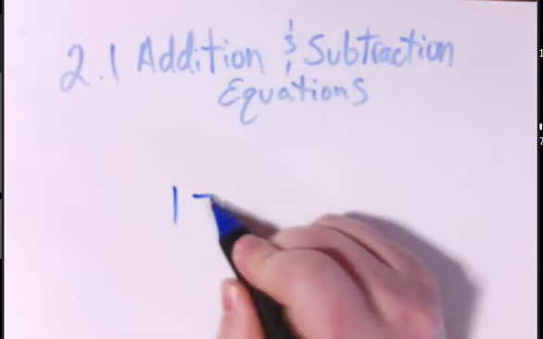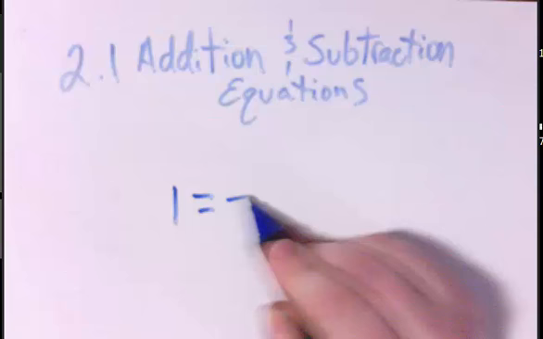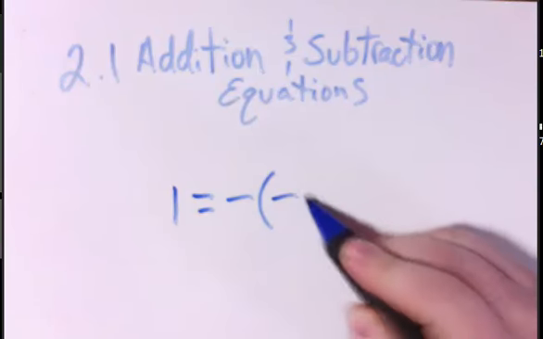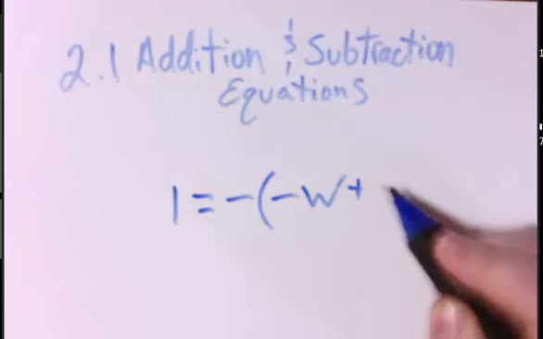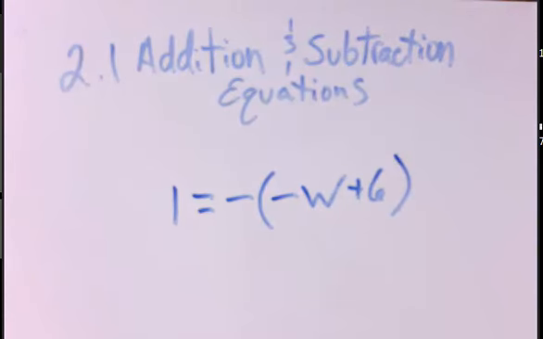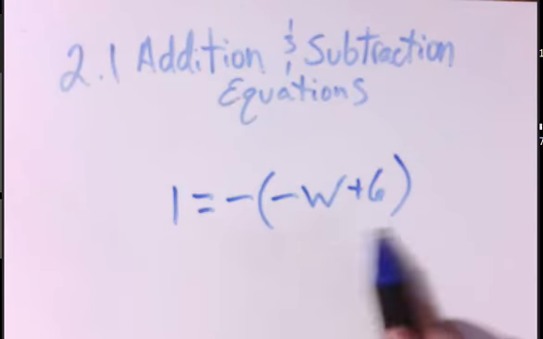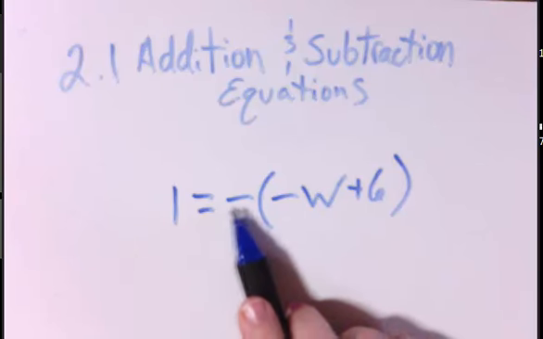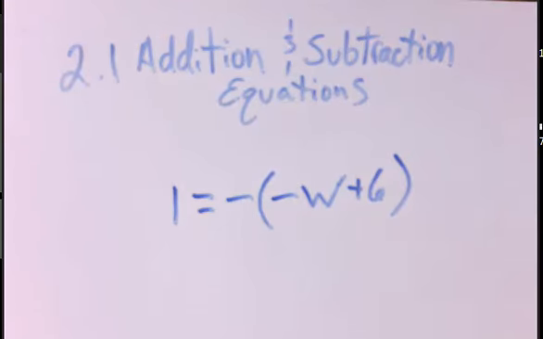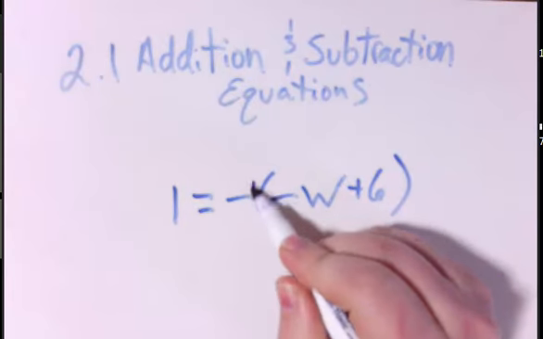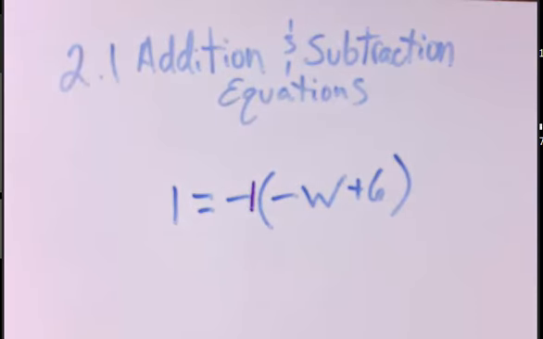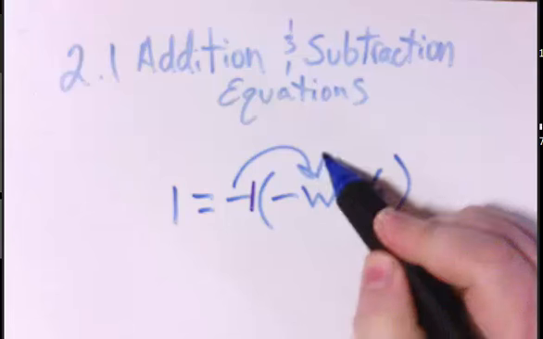So we have 1 is equal to negative, parentheses, negative w plus 6. Okay, like I said, we want to solve for w, so we want to get w by itself. But remember your order of operations. So the first thing we need to do is work through our parentheses. And so we have a negative up front here. You can view that as a negative 1 times the parentheses. So you're going to take that negative 1 and multiply it through each of these.